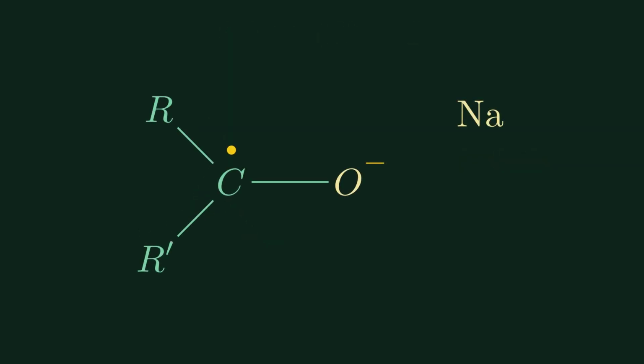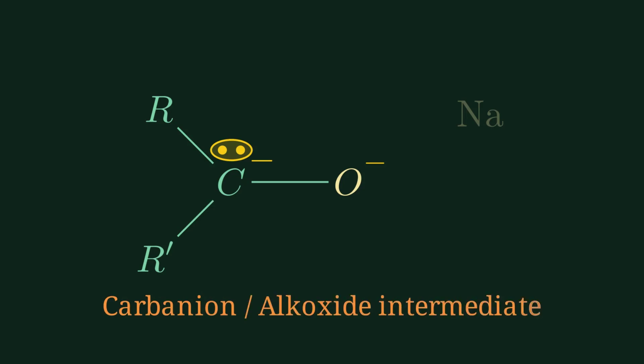And here's the key insight. Because the carbon is still a radical, it can take a second electron from another sodium atom. Watch as this second electron joins the first one, creating a new lone pair on the carbon. Now we have an even more reactive species called an alkoxide.